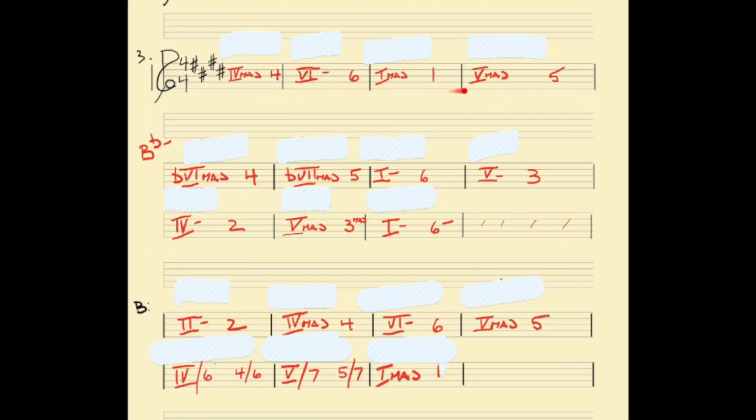So 4, 6, 1, 5. 4 is major, 6 is minor, 1 is major, 5 is major. Then you just got to plug in the notes. So A major is your 4, 6 minor is C sharp minor, 1 major is E major, and 5 major is B.